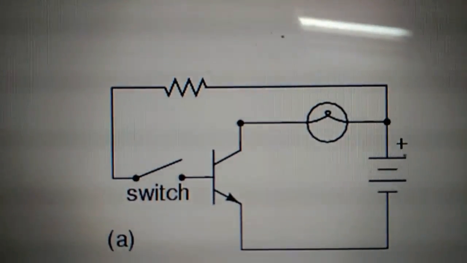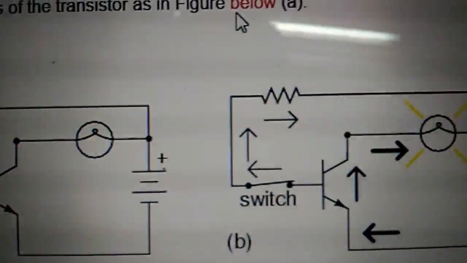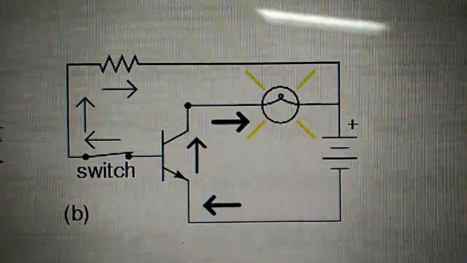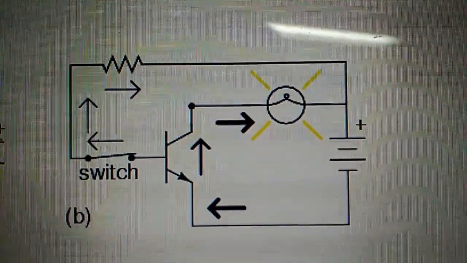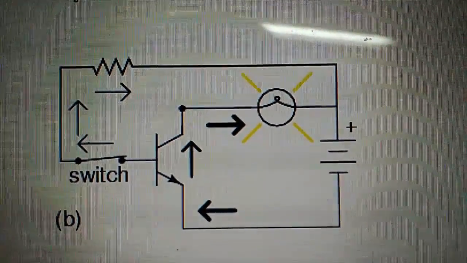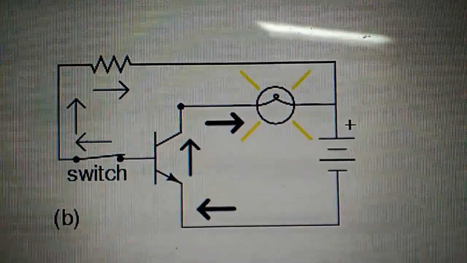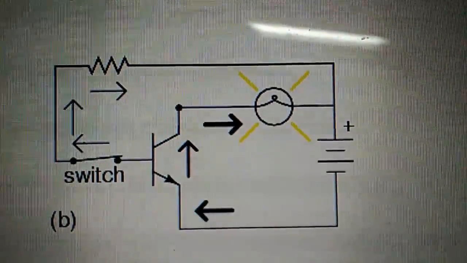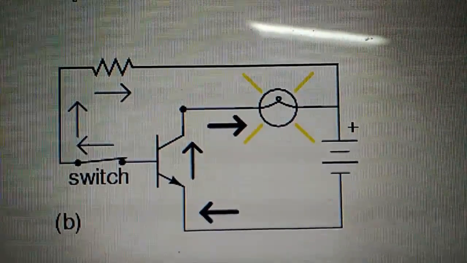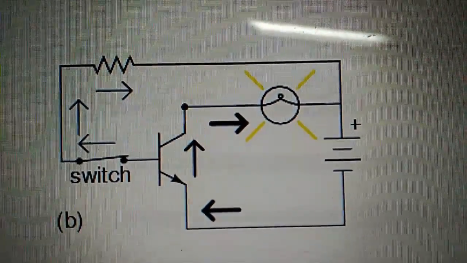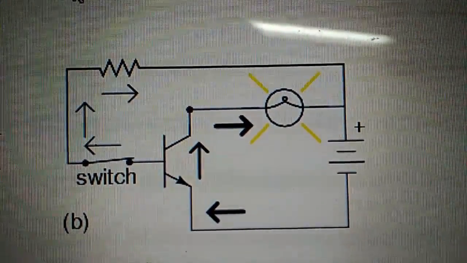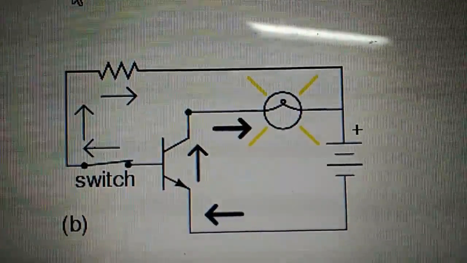If the switch is closed, as in figure B, electrons will be able to flow from the emitter through the base of the transistor, through the switch up to the left side of the lamp, and back to the positive side of the battery. This base current will enable a much larger flow of electrons from the emitter through to the collector, thus lighting up the lamp. In this state, maximum circuit current, the transistor is said to be saturated.